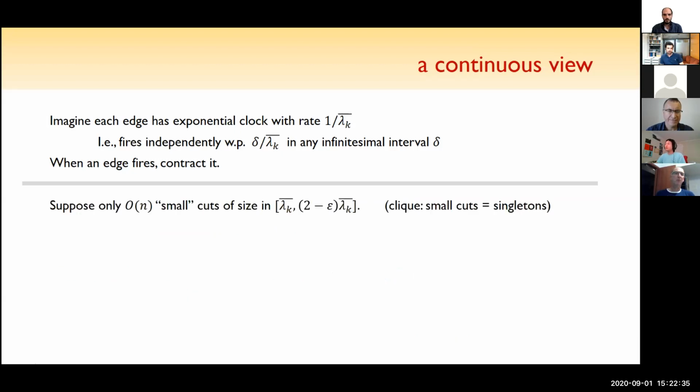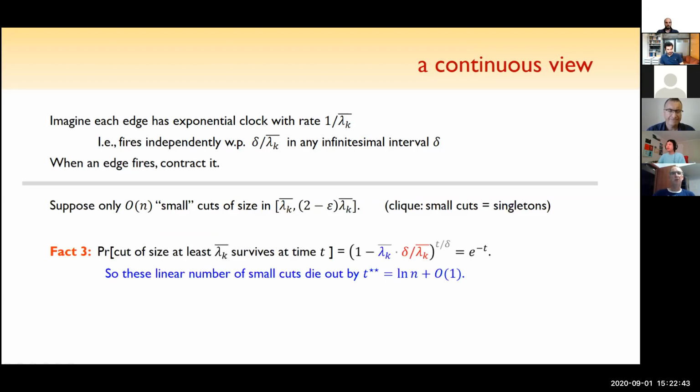Okay, so now suppose we have the second property that we stated, which is that there are only a linear number of small cuts of the graph of this size. I want to claim that each of these small cuts survives by time t with probability e to the minus t. Again, it's a very simple statement. That's nice because since there are only a linear number of small cuts, you should expect them all to die out by time ln n, because by ln n this probability is 1 over n, and there are only n small cuts.